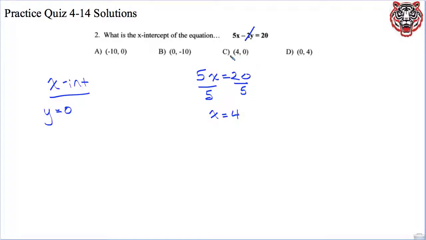So now I'm between C and D. I know it's 4. So the x coordinate has to be 4. So the answer is C. Right from the very beginning, I can go ahead and cross off D and B because the y coordinate is not 0. The y has to be 0. This is y equals -10. This is y equals 4. So it's really between C and A if you just know the definition of x-intercept.